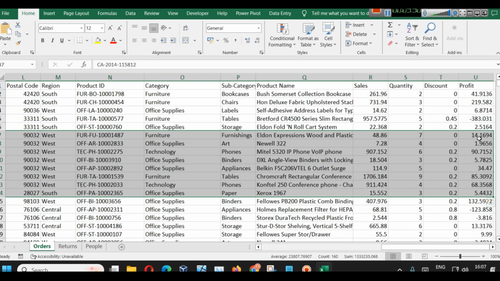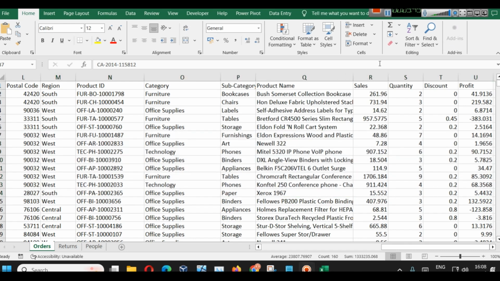So obviously your sales and profit are already given. Otherwise, if your sales price is given and your discount is given, then you can calculate the profit also. We will do another data set, the financial sample data set from Power BI, where we will have those kinds of financial values.